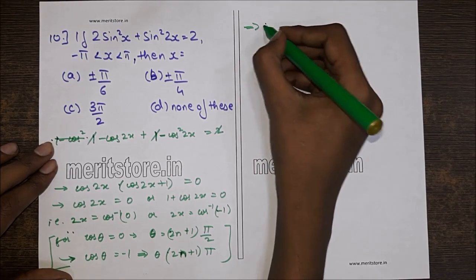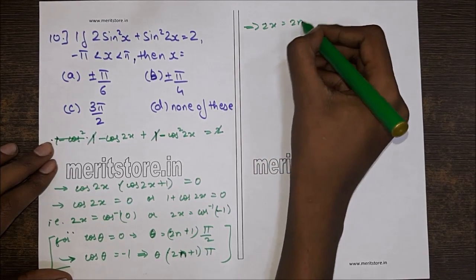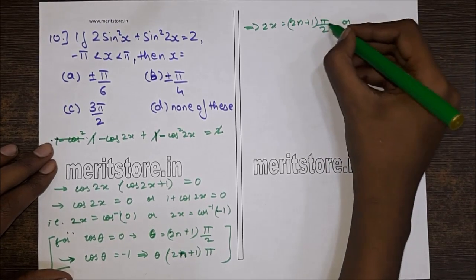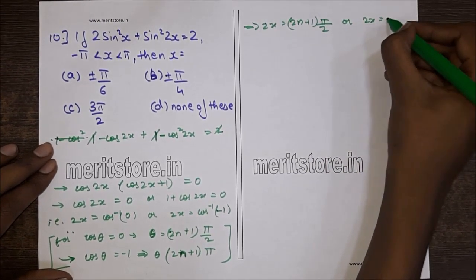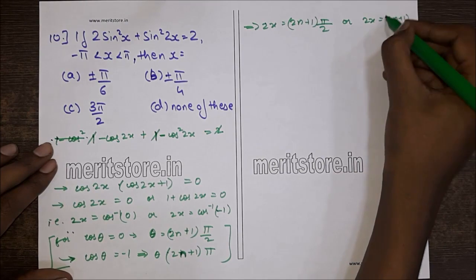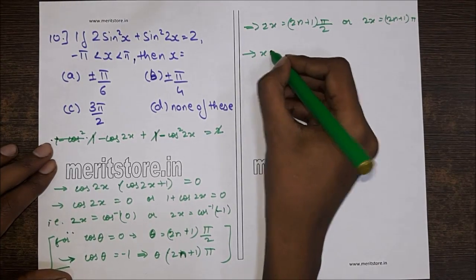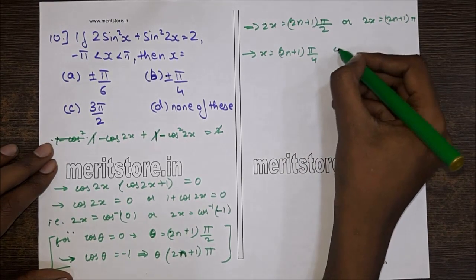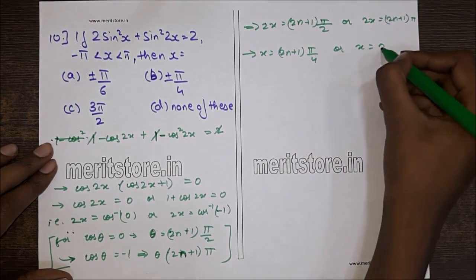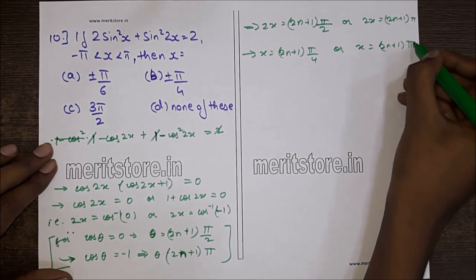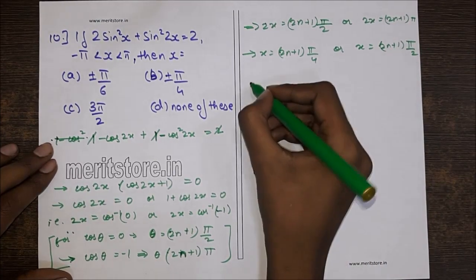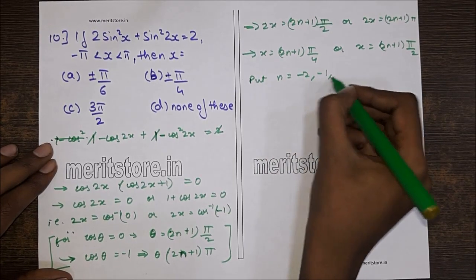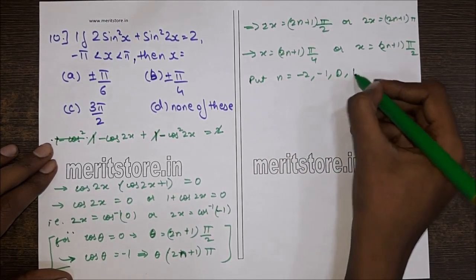So we have 2x equals 2n plus 1 pi by 2, or 2x is equal to 2n plus 1 into pi. That is x is equal to 2n plus 1 pi by 4, or x is equal to 2n plus 1 pi by 2. Now we put n is equal to minus 2, minus 1, 0, 1, 2.